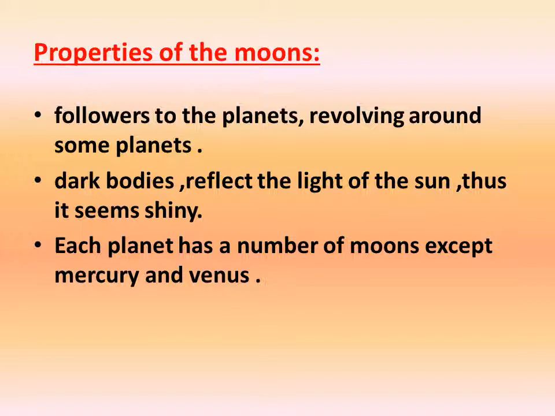Each planet has a number of moons, except Mercury and Venus. Each planet has a number of moons, but two planets haven't any moons. These planets are Mercury and Venus. Earth has one moon, only one moon.